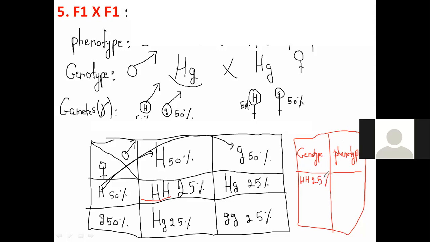Then we have HG. We have 25 plus 25, so it's going to be 50%. So I add 25 plus 25. And finally, we have G small, G small. They are 25%.